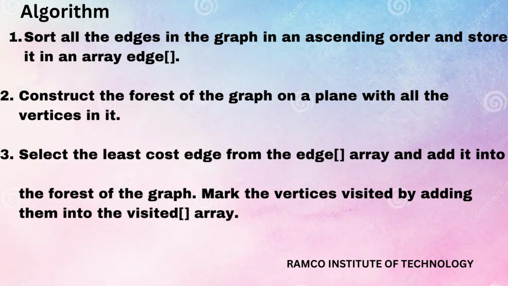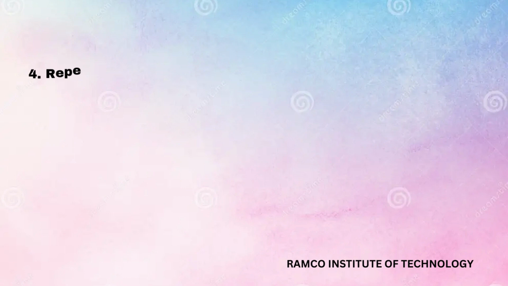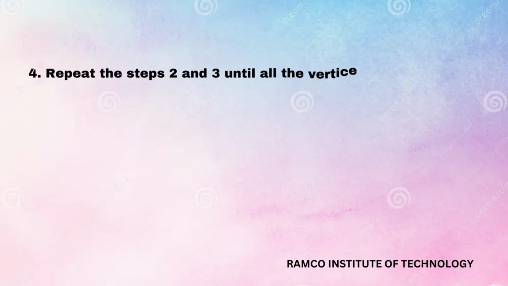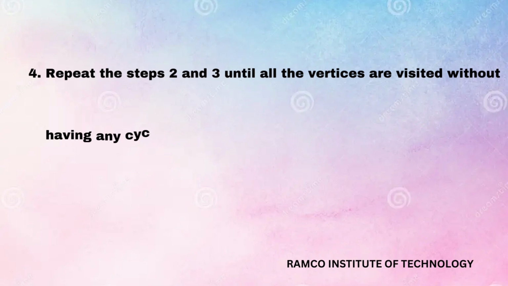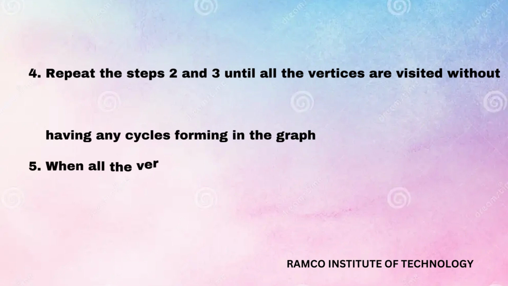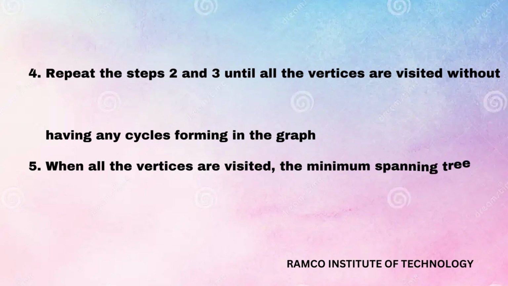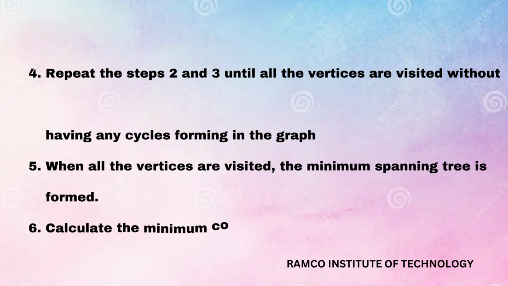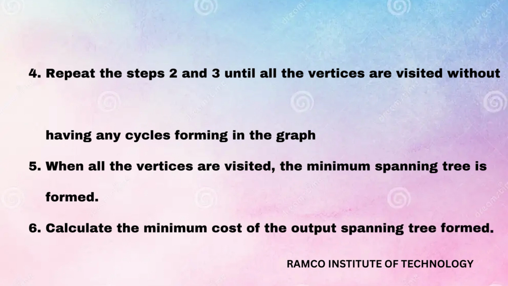Sort all the edges in the graph in an ascending order and store it in the array edge. Then step 2, construct the forest of the given graph with all the vertices in the main graph. Then step 3, select the least cost edge from the edge array and add it to the forest of the graph. Then mark the vertices visited by adding them into the visited array. Repeat the steps 2 and 3 until all the vertices are visited without forming any cycles. When all the vertices are visited, the minimum spanning tree is created. Finally, we need to calculate the minimum cost for the output spanning tree obtained.